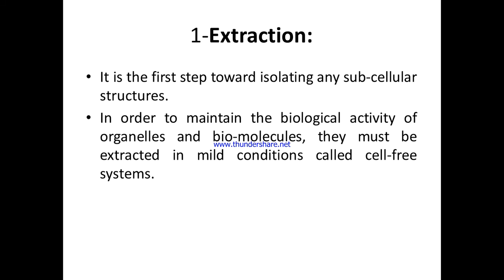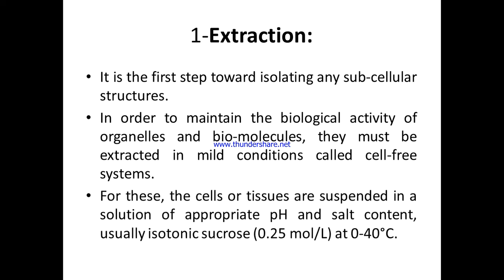And for this, to maintain the biological activities of each organelle, the cells or tissues are suspended in a solution of appropriate pH. It is 7 or 7.4, I think, and salt content. Usually isotonic sucrose, 0.25 mol per liter, at 0 to 4 degrees Celsius. The conditions should be optimal: optimal osmotic pressure, optimal pH, optimal temperature to preserve the function of each organelle and biomolecule.